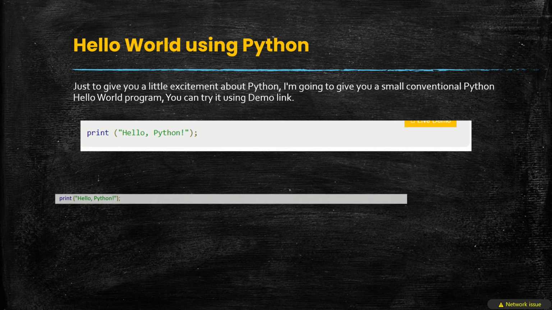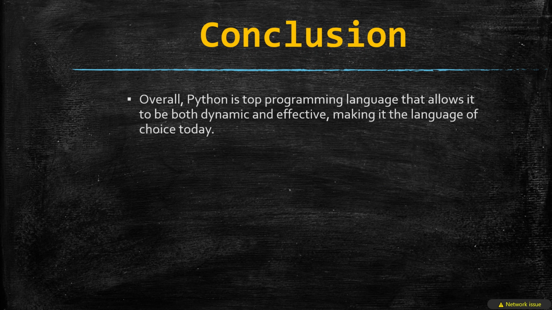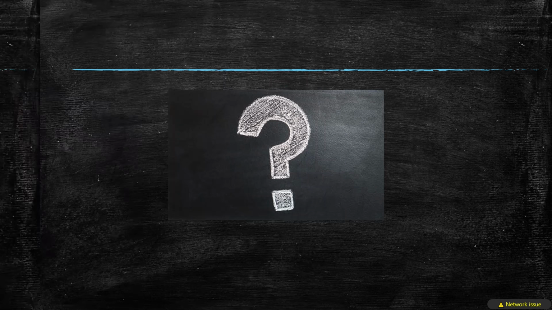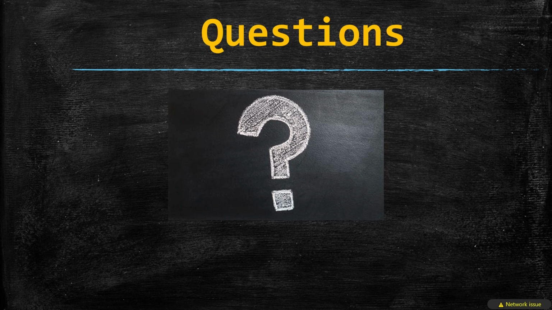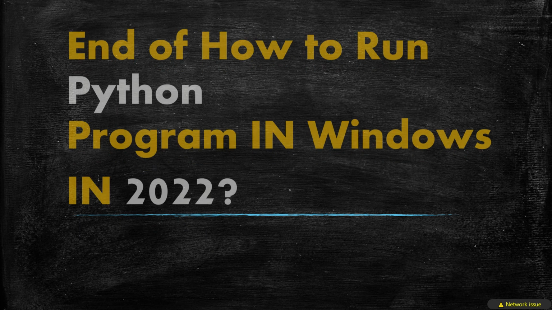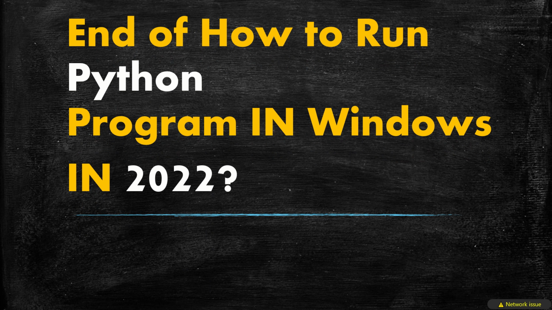It's very easy, it's very interesting, so don't worry about anything. Python is a very simple and easy programming language. Conclusion: overall, Python is a top programming language that is both dynamic and effective, making it the language of choice today. This is all about our presentation today. If you have any questions, you can ask in the comments. This was the end of how to run a Python program in Windows in 2022.